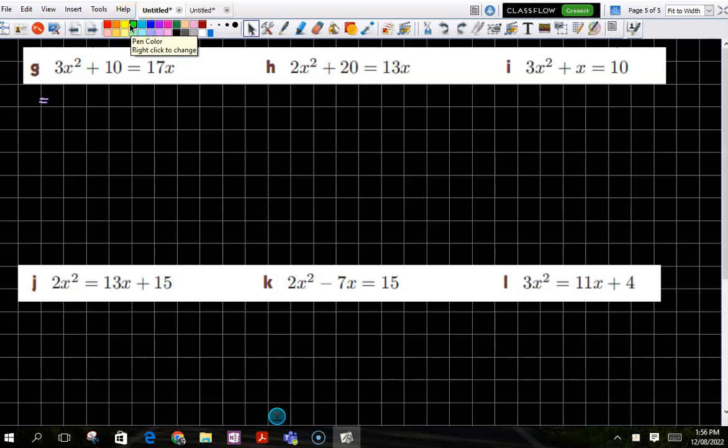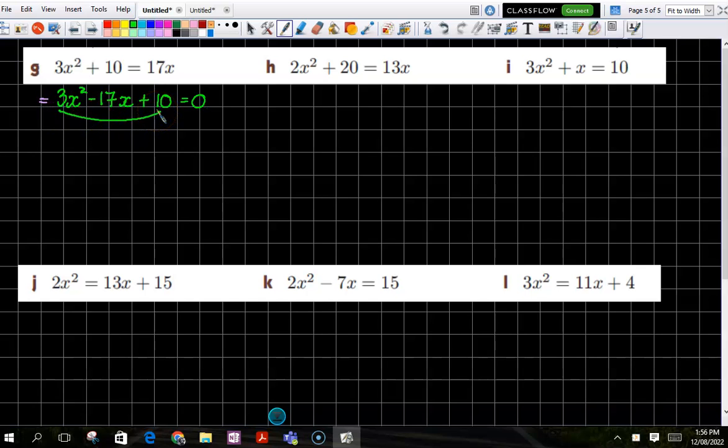Alright, so we're going to do these questions using the splitting the terms method. First thing, like we did with the other method, we're going to get everything on one side. Now what do we do? We look at the outer values here.